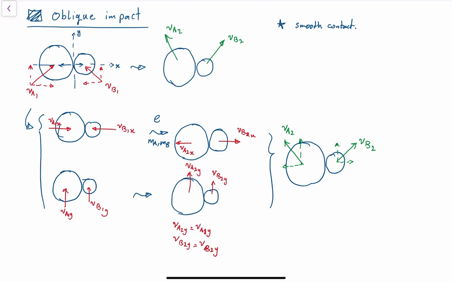Yeah, there's nothing else to this. Again, note that this is valid for smooth contact. If there's friction, everything is off. So only smooth contact. So that is all I have for impact.